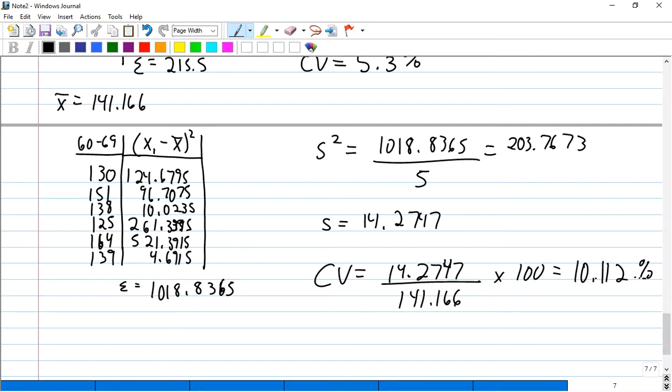So if we want to round that to 1%, you see sometimes if we messed up out here on the 10,000ths, it's probably not going to affect our final answer. So that would be 10.1%. So if we look at those two sets of data now, we can tell that the second set of data varies more. It has a larger relative variation than the other set of data. The second set of data does.